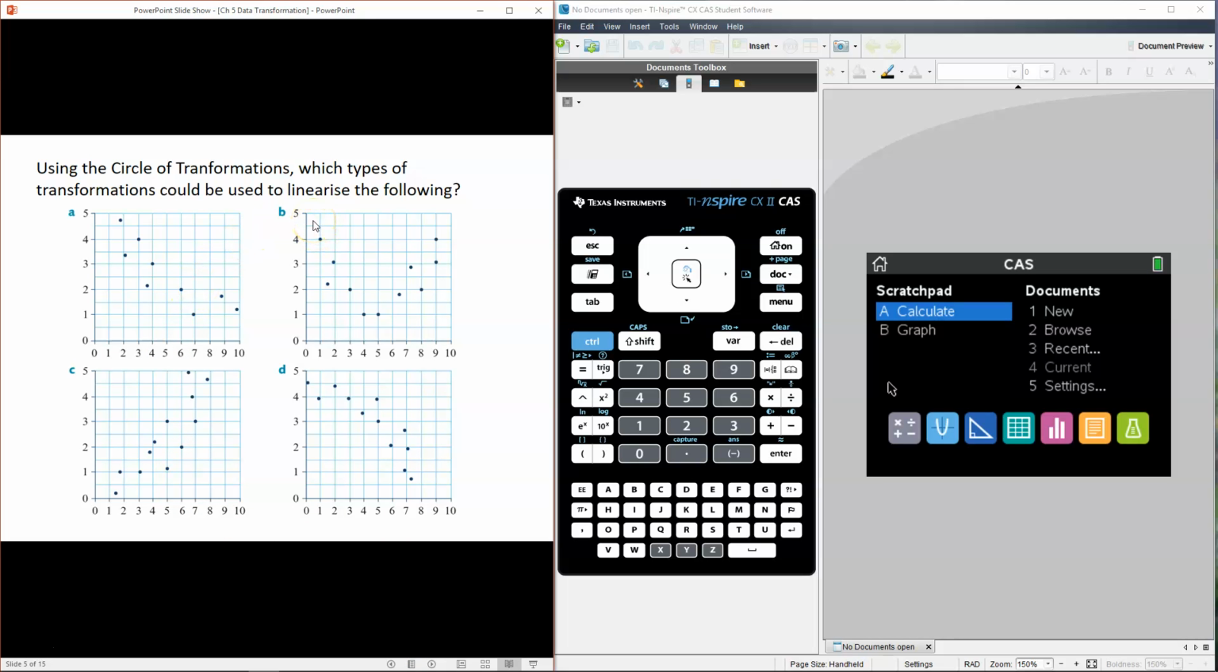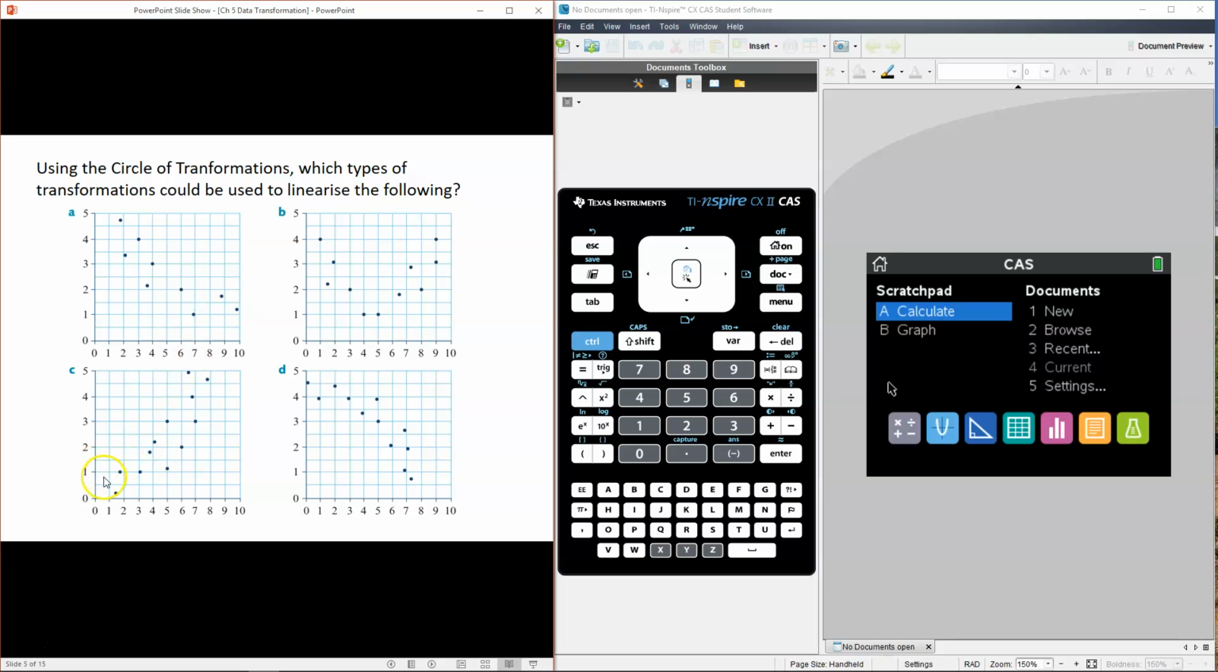For B, now here we see with B, really this isn't trending in just one way, is it? It's coming down here and back up here. So the answer to B is actually none. There's no transformation that I can do for B, so the answer is none.